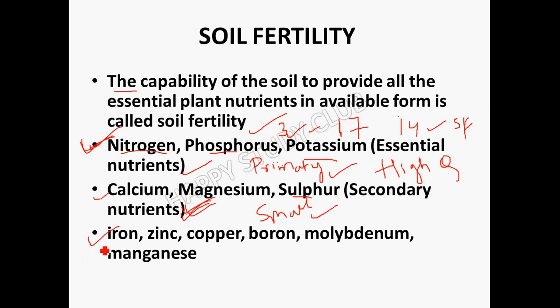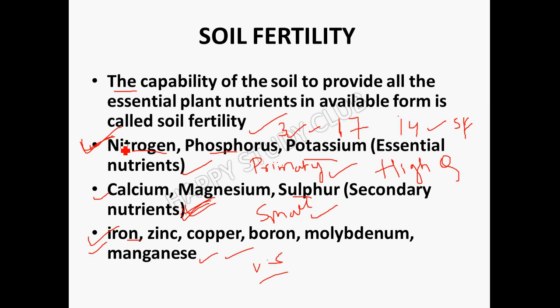There are other nutrients also needed by plants, such as iron, zinc, copper, boron, molybdenum, and manganese. These nutrients are also needed by plants, but in very small quantity.